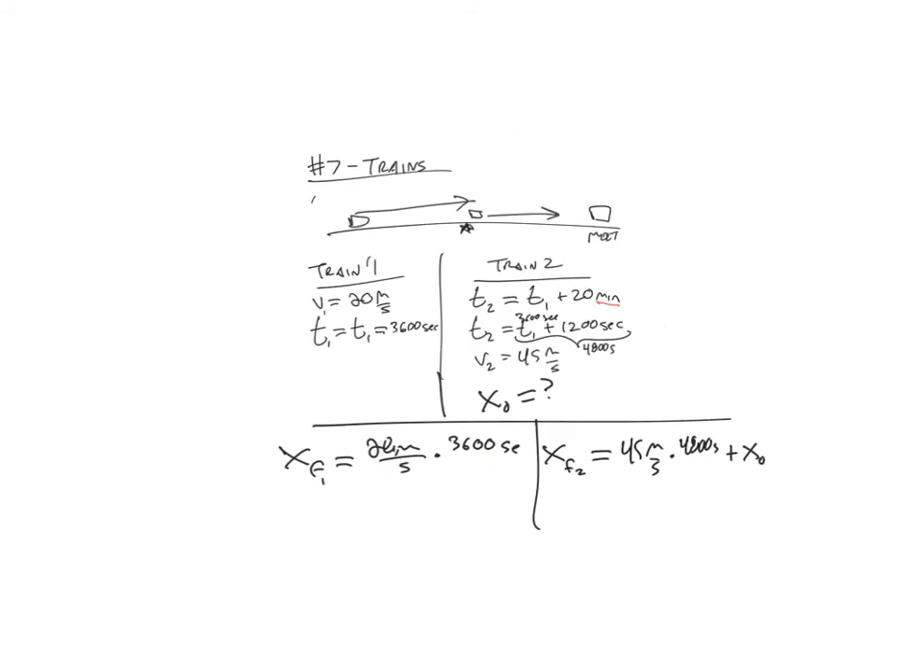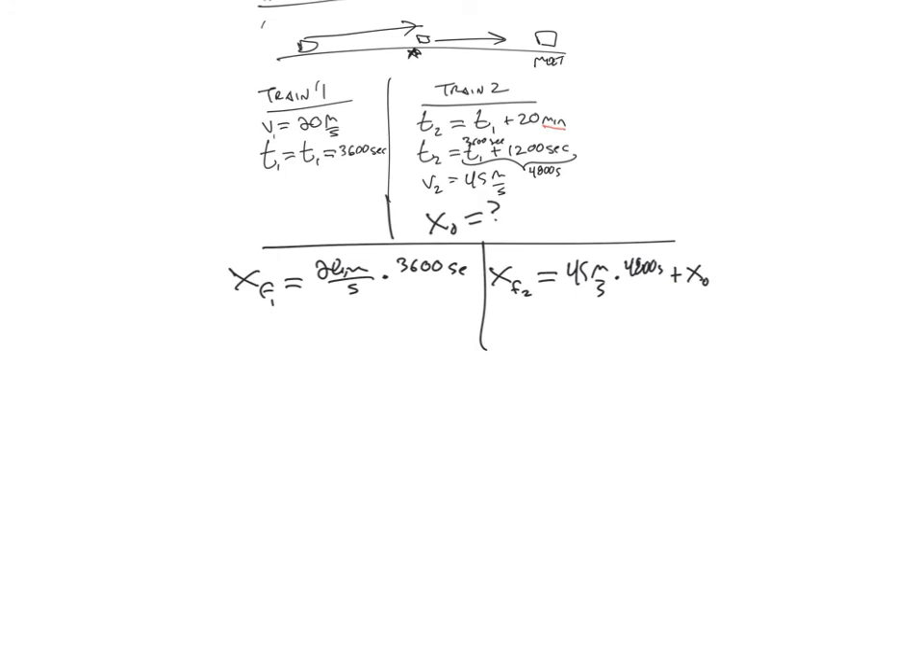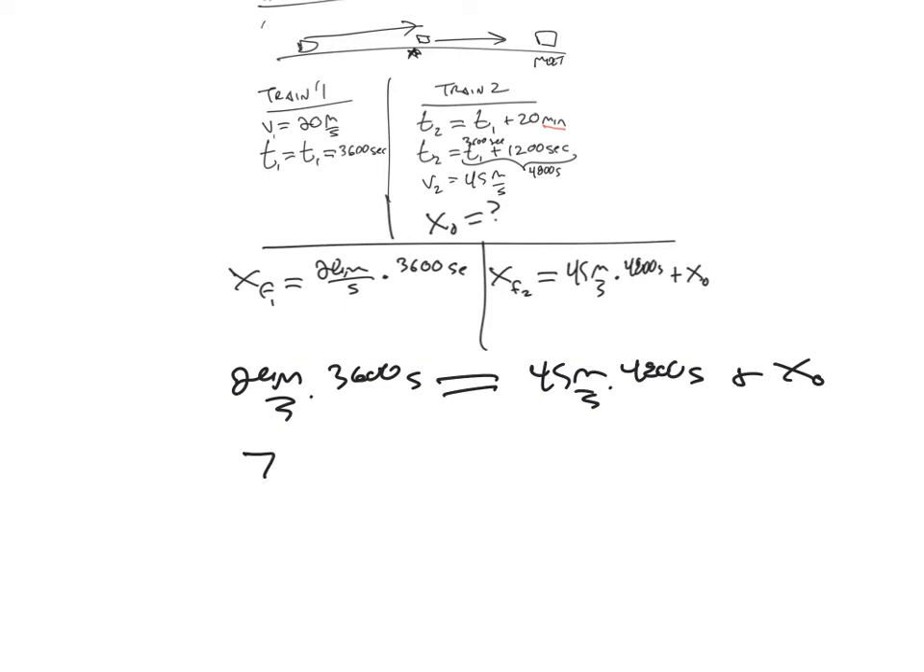Can you solve from here, you think? Can we set those equal to each other? We can. We can say that 20 meters per second times 3,600 seconds equals 45 meters per second times 4,800 seconds plus the original position. The algebra gets pretty straightforward at this point. 20 times 3,600 is 72,000, and the seconds go away, so we're left with meters equals 45 times 4,800 equals 216,000 meters plus XO.